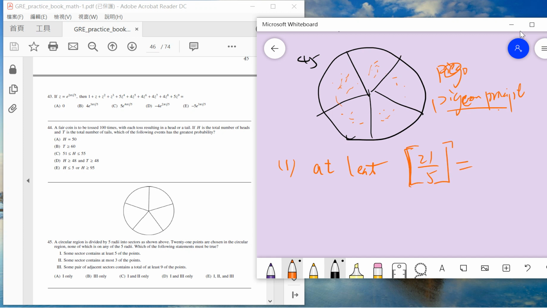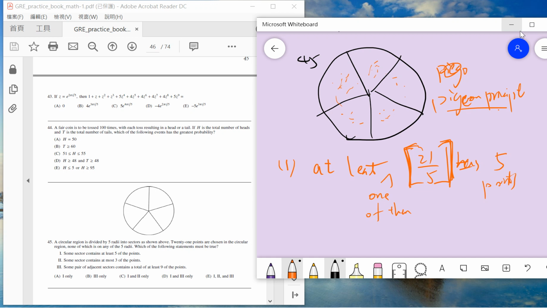So at least one of them has 5 points. Suppose this is not correct. That means for each one only at most 4 points. So then the total is 20 points, which is less than 21, which makes a contradiction. So at least one region contains 5 points. So the first one is correct: some region contains at least 5 points.